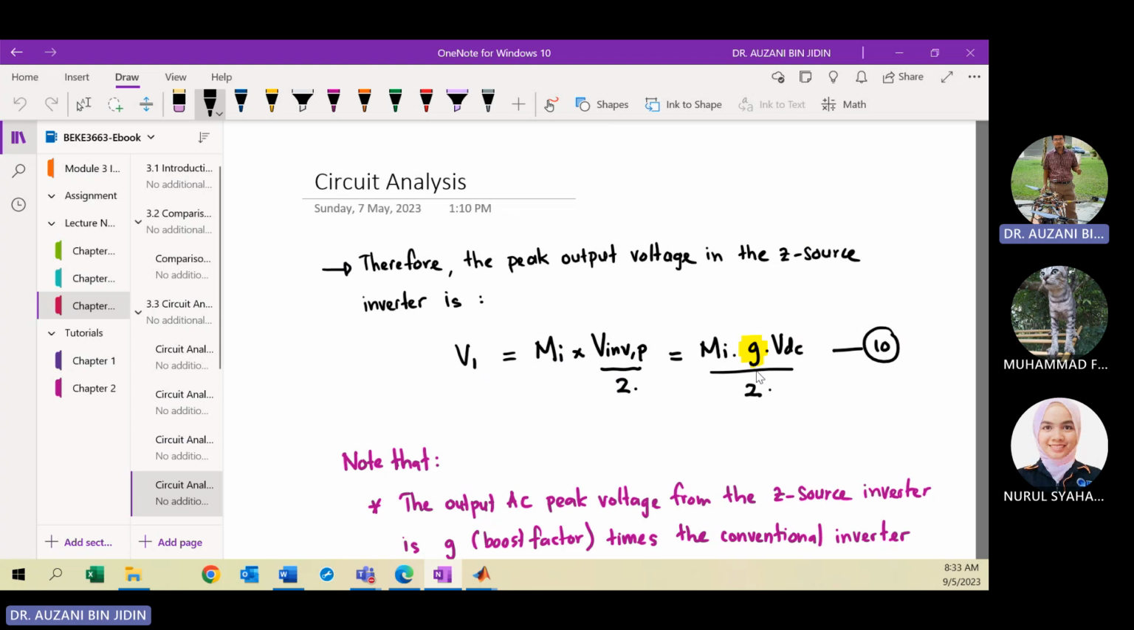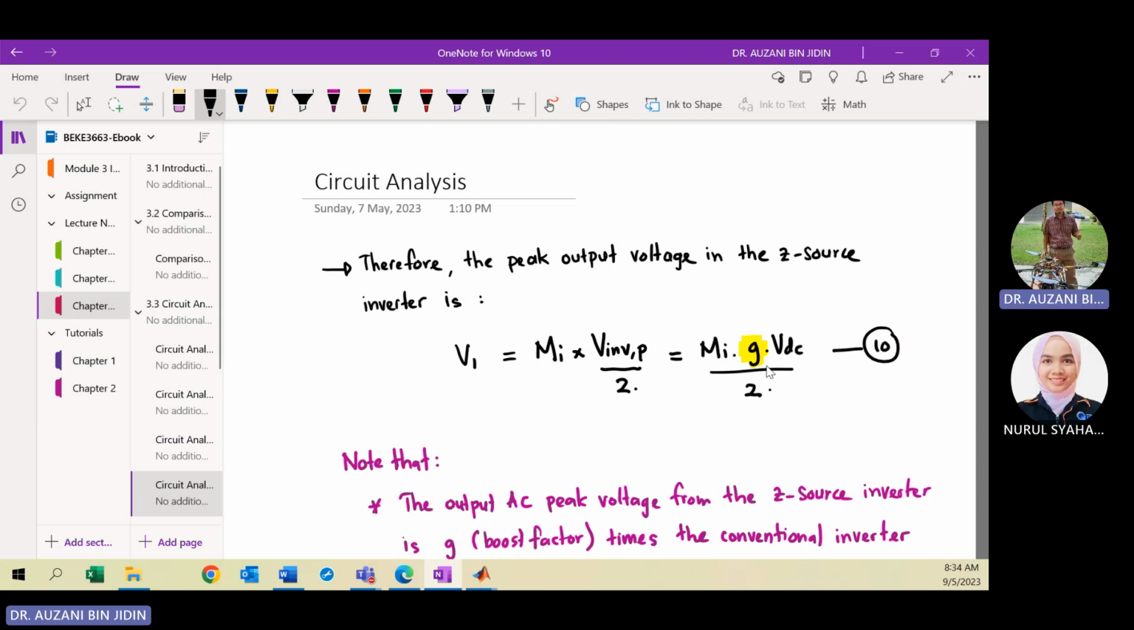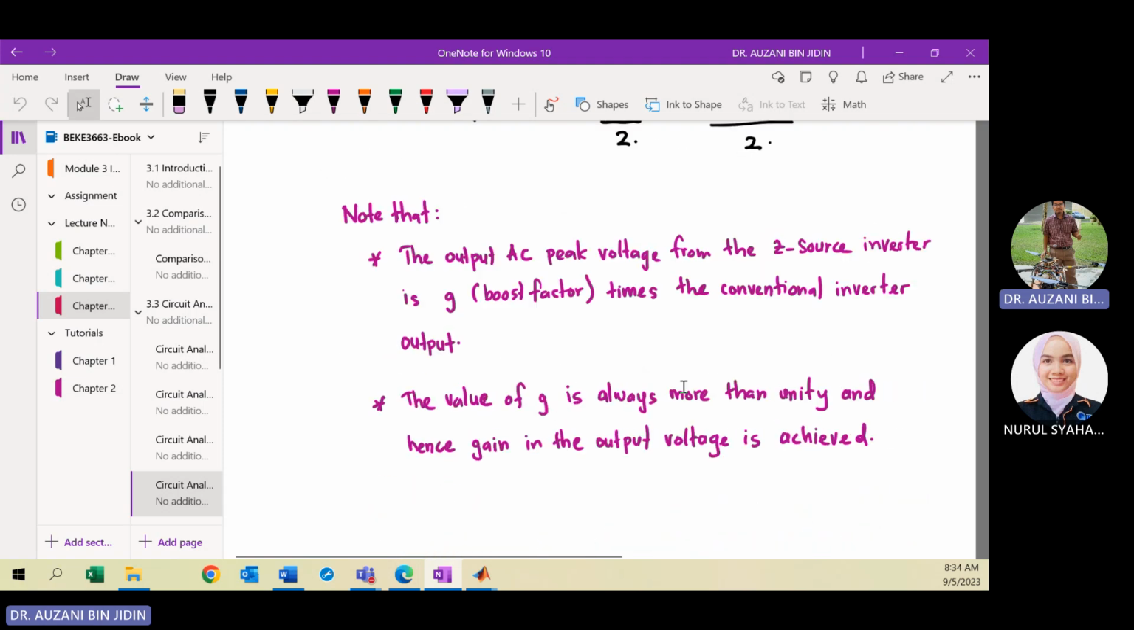So you have an additional term G for the Z source. This term plays an important role to boost the voltage, because G is always larger than 1. So you can play around with the value of G in order to obtain the desired voltage. Okay, clear? It means you can control the voltage to get the desired voltage. You have two options. One, adjusting the MI, the modulation index. Another one is adjusting the value of G. Okay, clear? So this is the advantage of using the Z source.